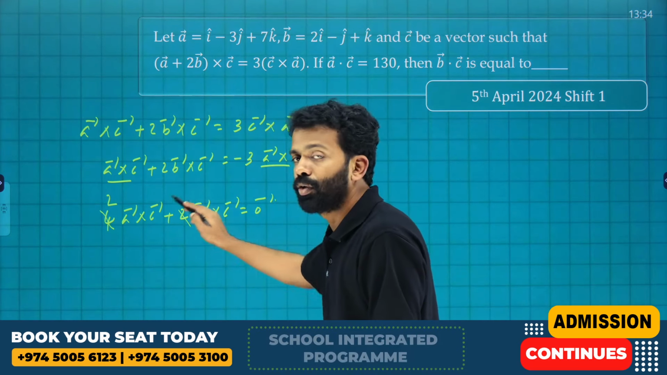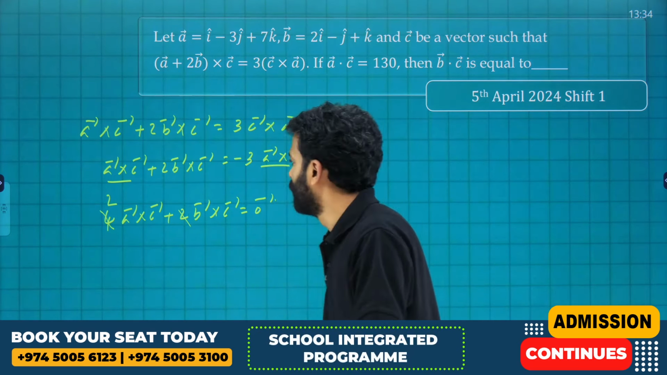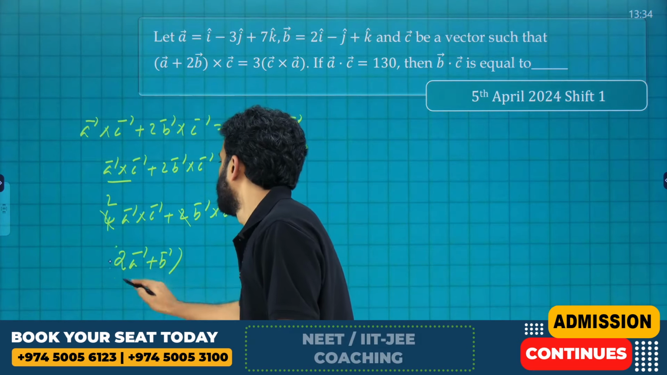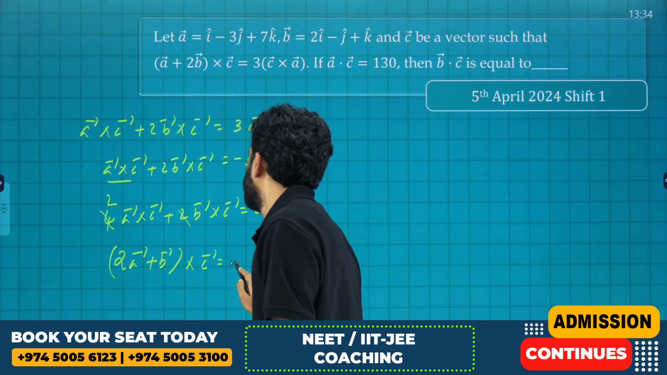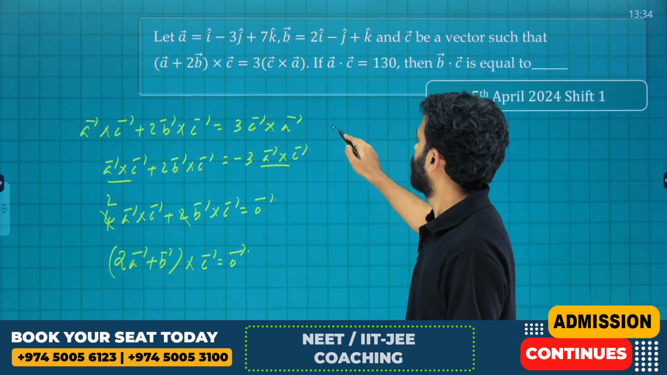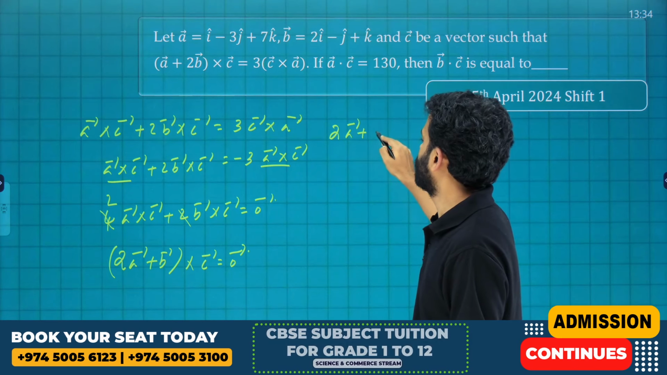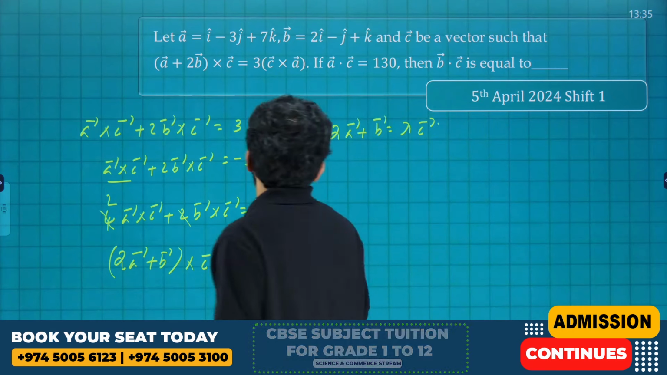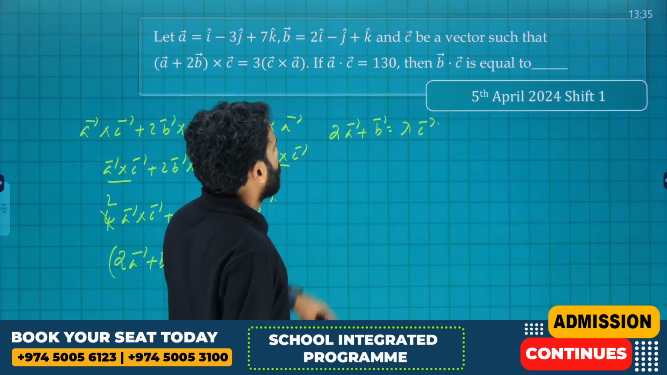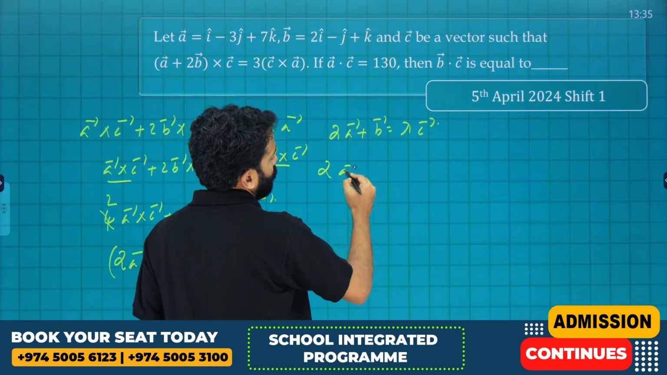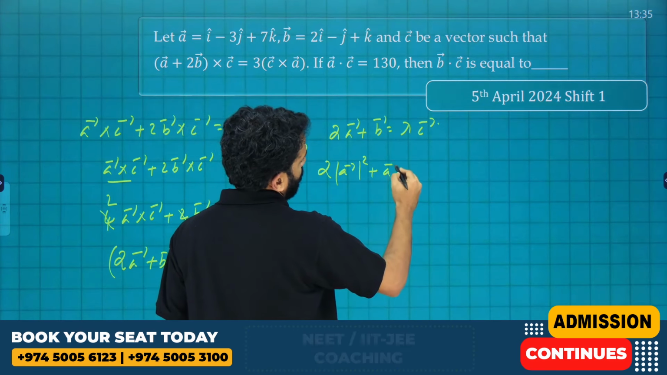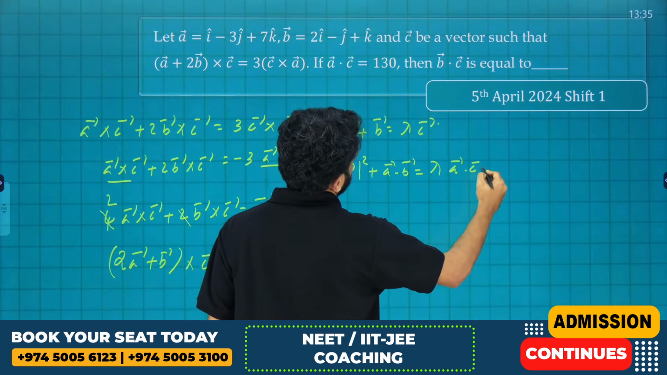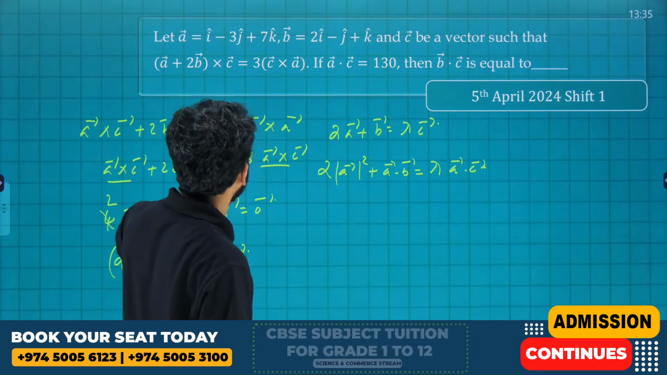Vector C is common and it is aligned. That is 2 vector A plus vector B cross vector C is equal to 0 vector. That is 2 vector A plus vector B is equal to lambda vector C. And the data is given, dotted with A. That is 2 times magnitude of A square plus vector A dot vector B is equal to lambda into vector A dot vector C.